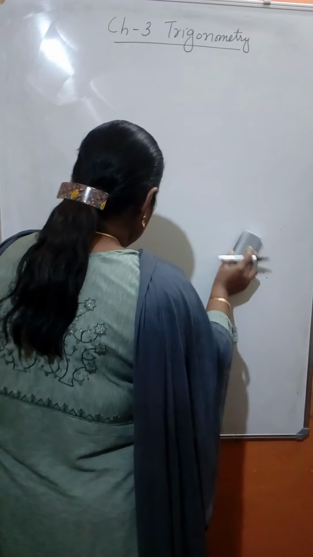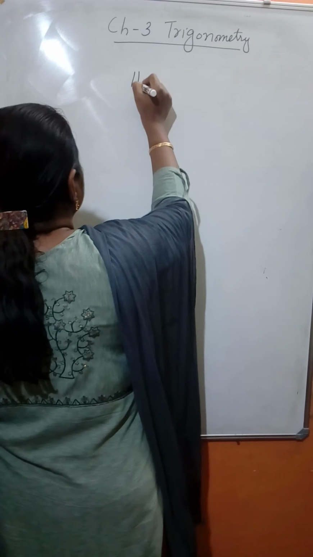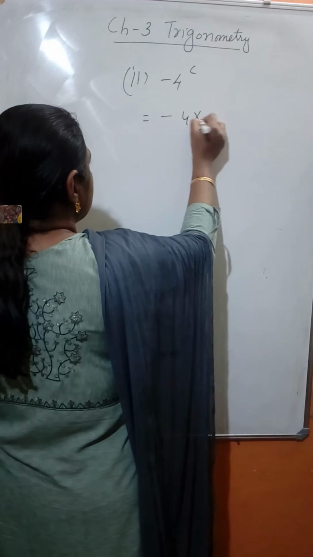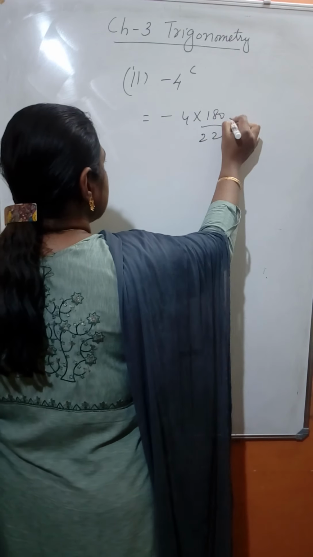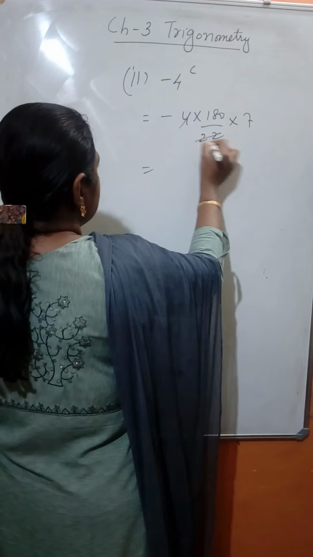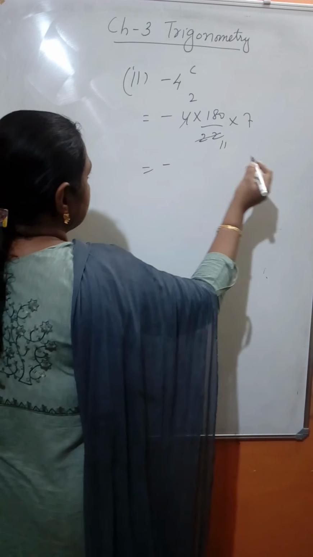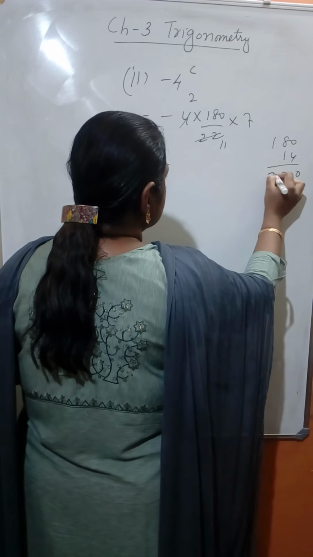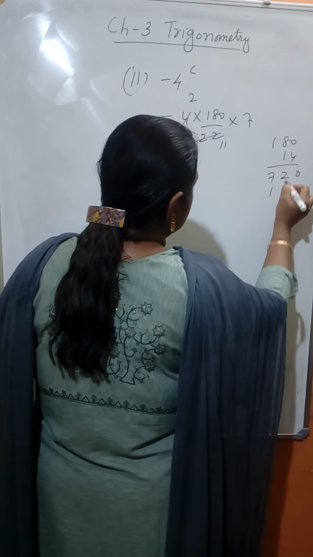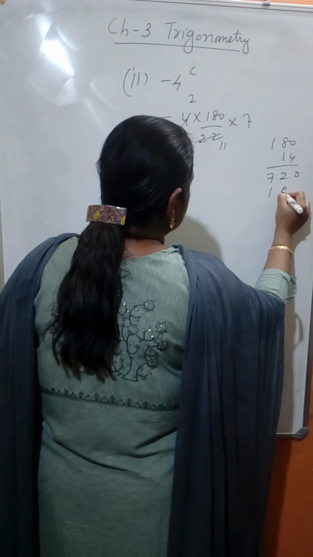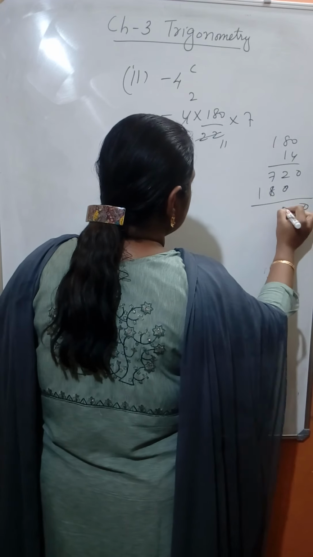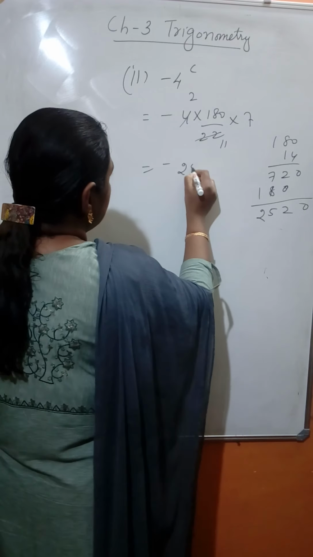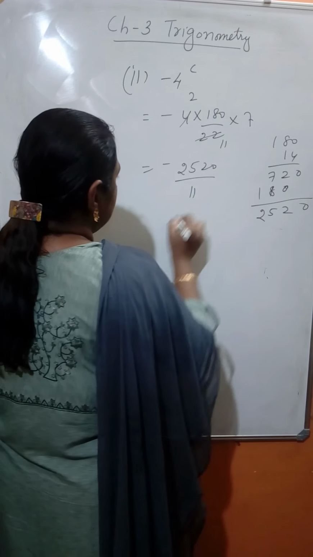That is minus 4, second part. Minus 4 radians. So this is minus 4 into 180 by 22 by 7, which is, this can be cancelled, 11. So it is coming as 180 into 14. 720. Again this will be 0, 8, 1. So it will be 2520. So it is minus 2520 divided by 11.